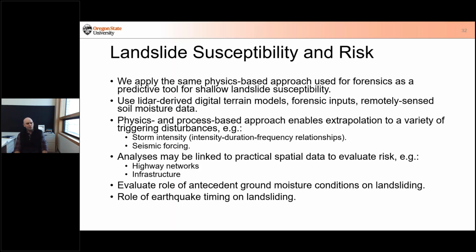And we can link this to practical spatial data. In this case, it was part of a project where you're looking at highway networks and potential impacts of storm events and earthquake events, and those impacts towards closure of highways and lifelines. One question we wanted to investigate was the role of antecedent moisture conditions on landslides. And by antecedent moisture conditions, I mean, what was the moisture in the ground prior to a disturbance? It changes throughout the year, as you all are aware, and we wanted to see how strong of a control is that on landsliding, at least as an intuitive exercise. We also wanted to look at the role of earthquake timing on landsliding.